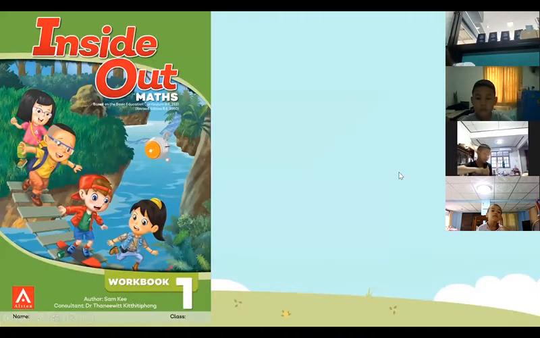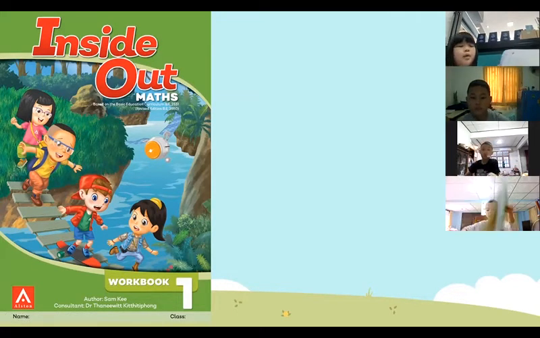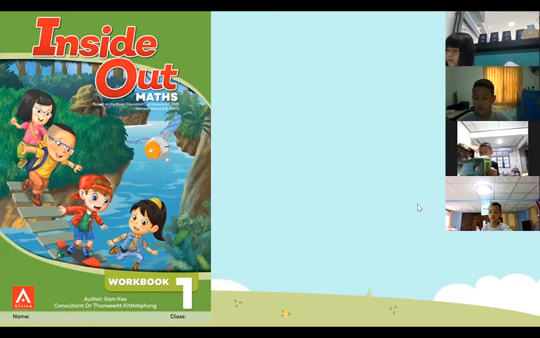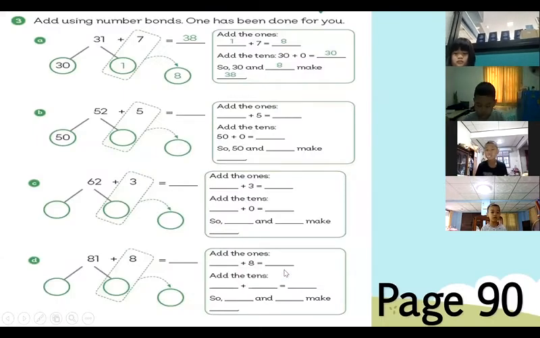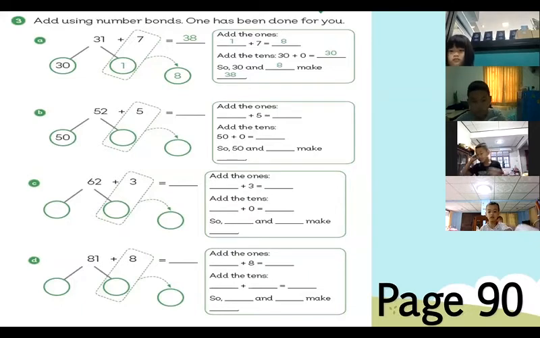So let's move on. Next, we need to get our maths workbook. Who can tell me what page we are on in our workbook? Let's have a look. Okay, I heard 85. Not 85. Let's have a look. 90. Yes. We are going to learn how to add using number bonds. This one we're going to do together.